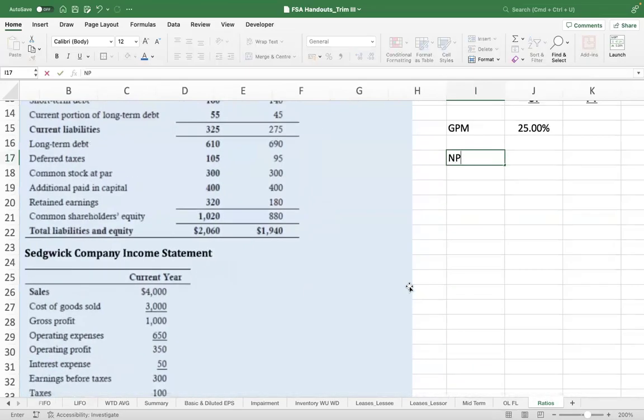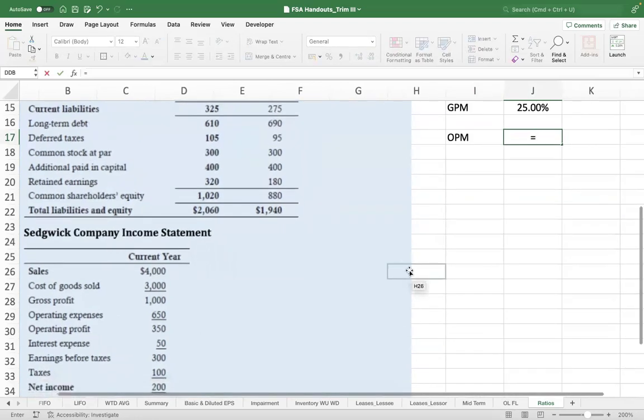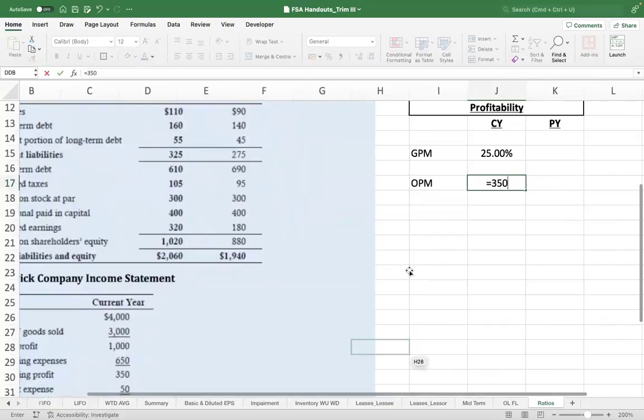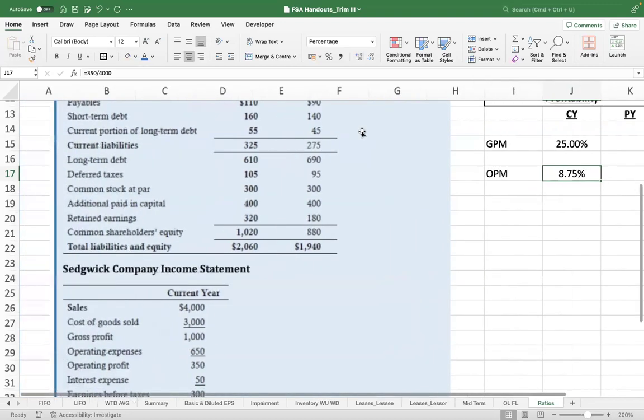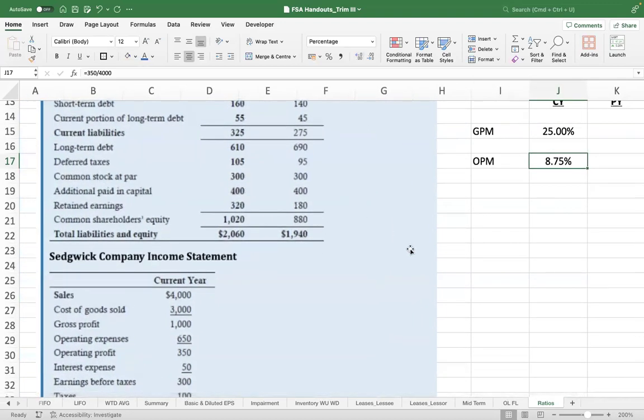Next, rather than net profit margin, we should take OPM first, operating profit margin, which is operating profit 350 divided by 4,000, which is your revenues. Now here you will see a big drop. When you are traversing from gross profit margin to operating profit margin, you will see that the margins are decreasing from 25% to 8.75%. Now that is almost two-thirds of your margins eroded, and that tells you that the operating expenses are relatively high.